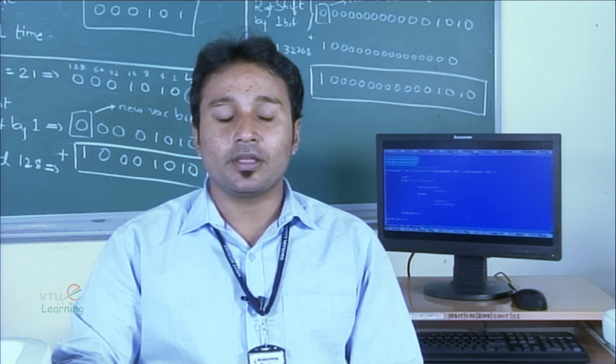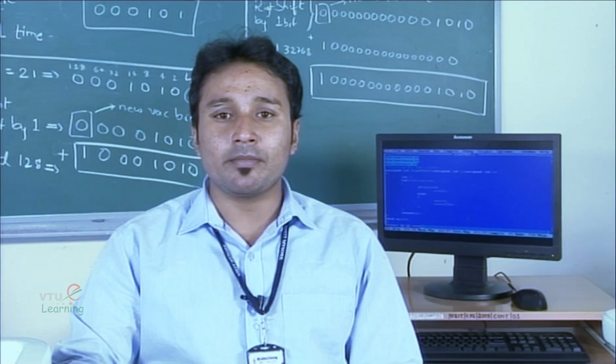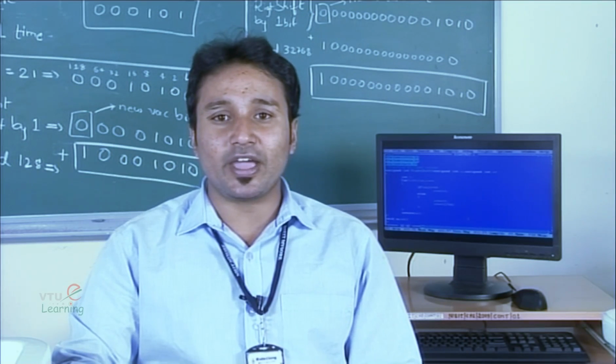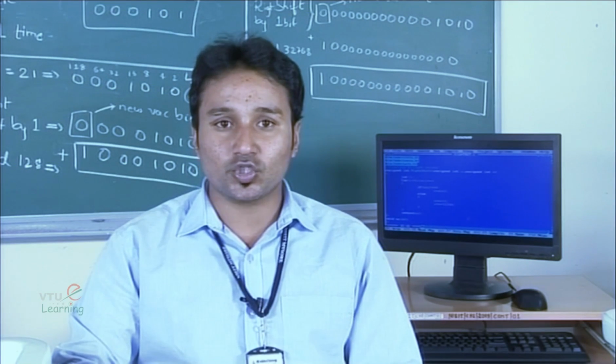Now let us look into the right rotate program. The main purpose of this program is to develop a C function, right shift of x comma n, that takes two integers x and n as input variables and returns the value of the integer x rotated to the right by n bit positions. Also, this makes us understand bitwise operators, unsigned integers and function return types.